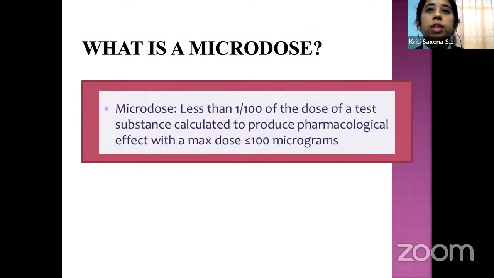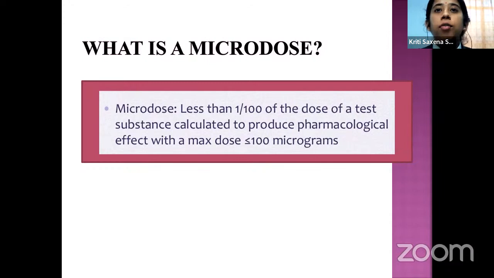What is a microdose? As we have mentioned, phase 0 is a microdosing study. It is less than 1 by hundredth of a dose of a test substance calculated to produce a pharmacological effect, with a maximum dose equal to or lesser than 100 micrograms. Can you imagine 100 micrograms, such a small amount?